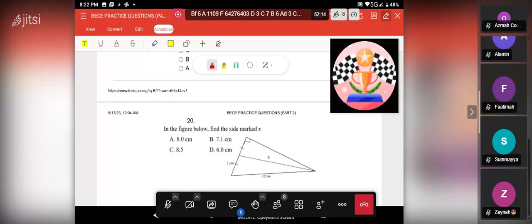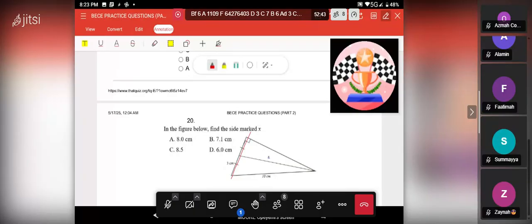So in the figure below, find the side marked X. Do you see the triangle? Yes, sir. Okay. They mark this base, meaning that they are equal. So which means the total length of the base of the triangle is going to give us what?